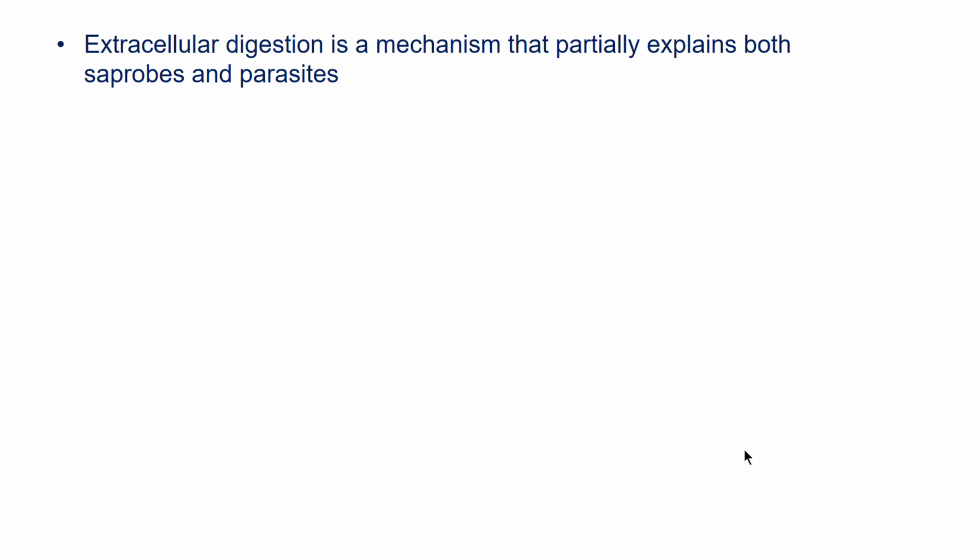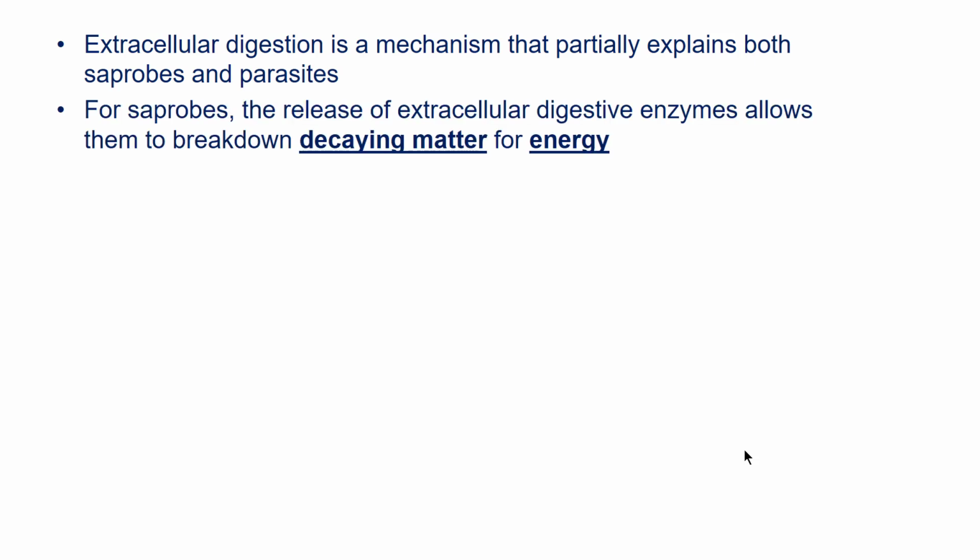Now, when you start looking at the downstream effect from the way nutrients are acquired, this can actually help you understand how a saprobe and or a parasite ends up causing either something positive or something negative. So for saprobes, these extracellular digestive enzymes are breaking down decaying matter, allowing the organism to get energy.